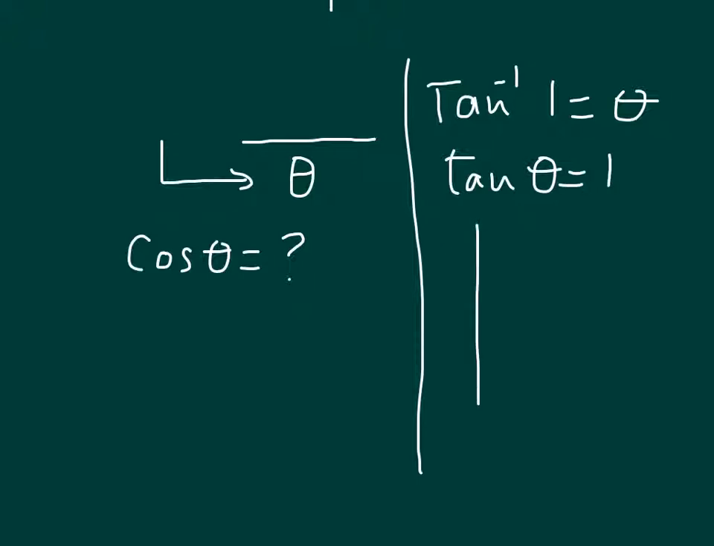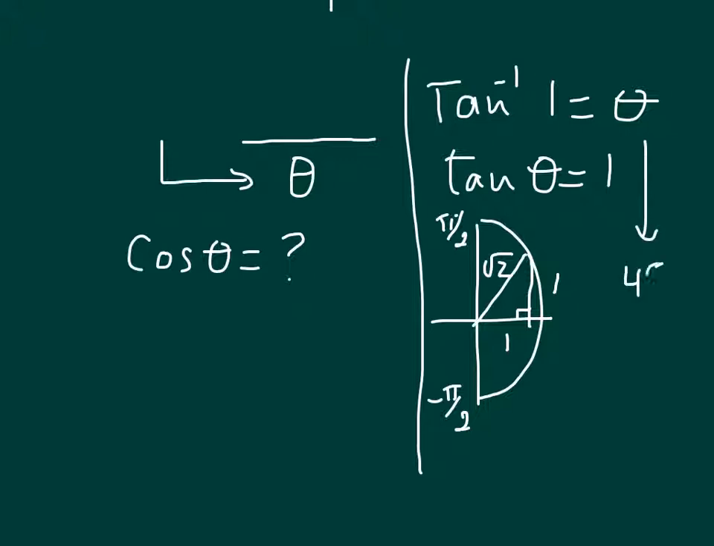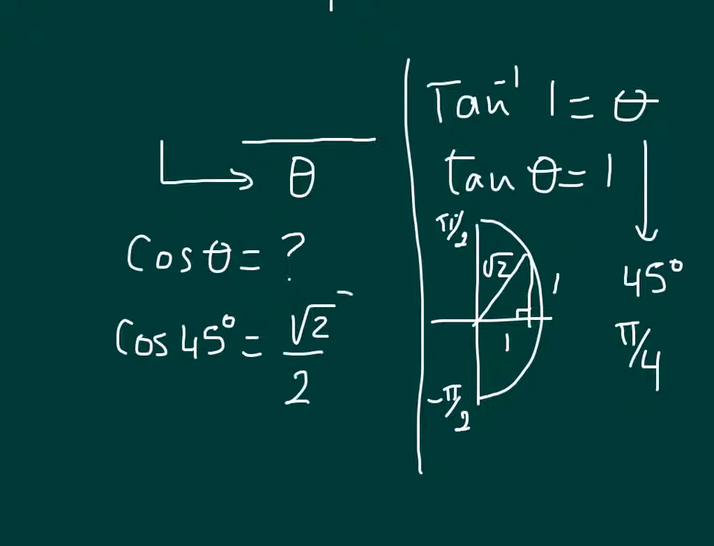Now remember here, we have to be in this quadrant or that. We have to go from negative pi over 2 to positive pi over 2 because we're dealing with tangent inverse. And this is going to be opposite over adjacent, which gives us an angle of 45 degrees or pi over 4. So the question here is, what's cosine of 45 degrees? And cosine of 45 degrees is going to give us rad 2 over 2. And rad 2 over 2 is your answer.